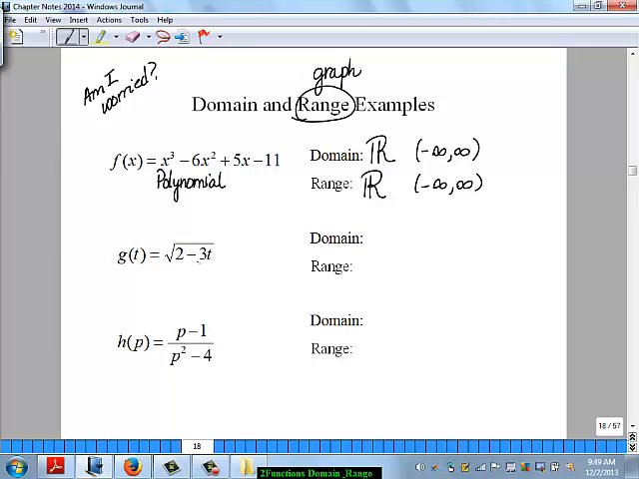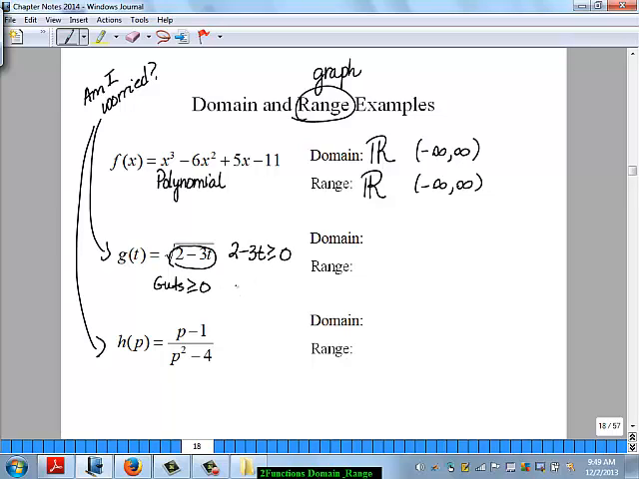Now this one is 2 minus 3t under a radical. I am worried here. So here I know there's a restriction in the domain, so the algebra we do is we take the guts of this, and we make it greater than or equal to 0. So the work is 2 minus 3t is greater than or equal to 0, and then I'm going to solve for that, so I subtract 2 on both sides. So I have negative 3t is greater than or equal to negative 2. When I divide by negative 3, that switches the arrow, so I have t is less than or equal to 2/3. That is my domain. t is less than or equal to 2/3.